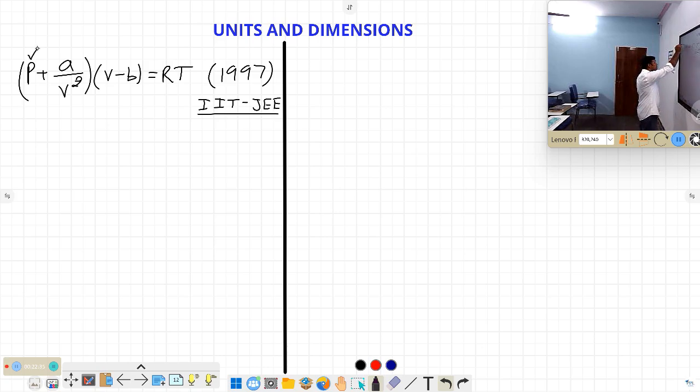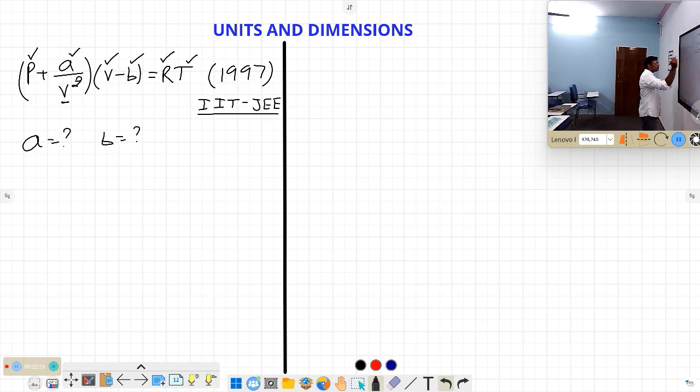The terms: P is pressure, A is a constant, V is volume, and this is also volume. B is a constant, R is the universal gas constant, T is temperature. Now the question they are asking in this case is to find the value of the constant A. How much is it?